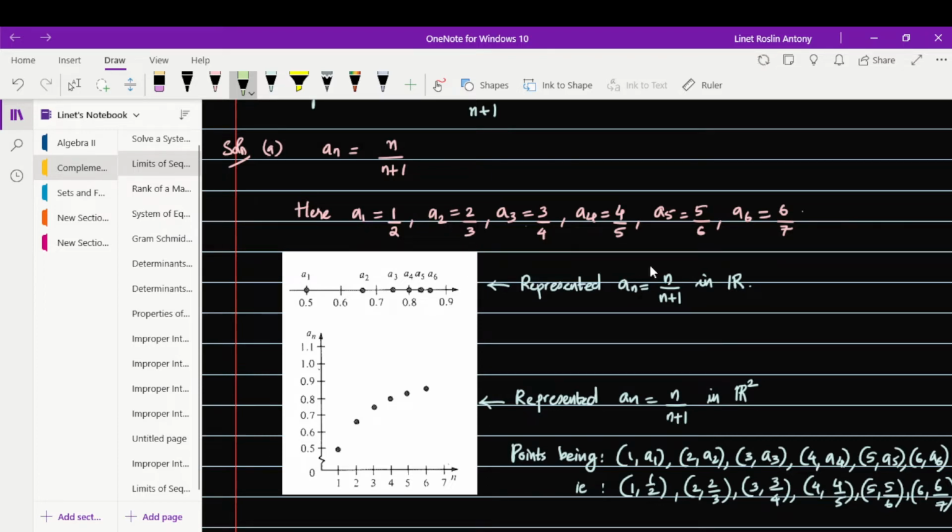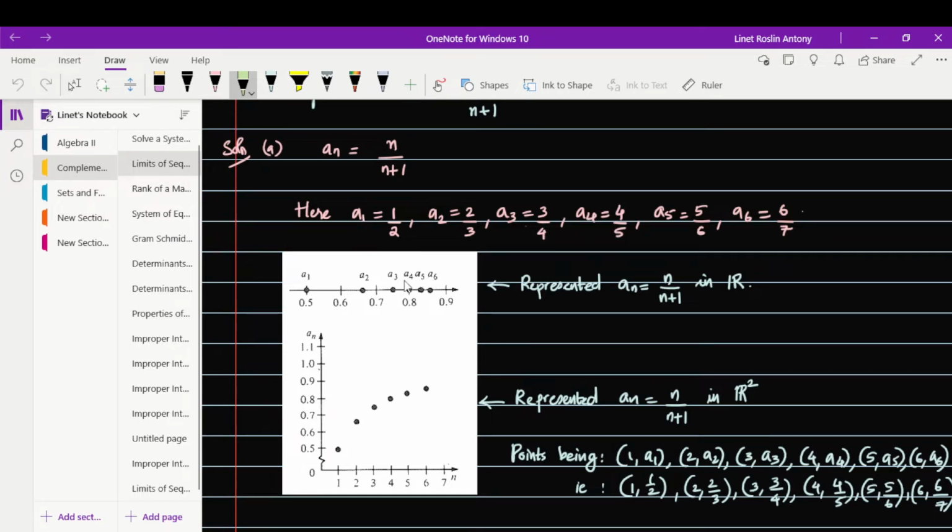ways. So first we are going to represent the sequence from A1 to A6, the first six terms, on the real line. So this is the real line. So here you have 0.5, 0.6, 0.7, 0.8 marked. First we have to mark 1/2, which is equal to 0.5, and A2 is equal to 2/3 is mapped correspondingly. A3, which is equal to 3/4, which is 0.75, is mapped here.